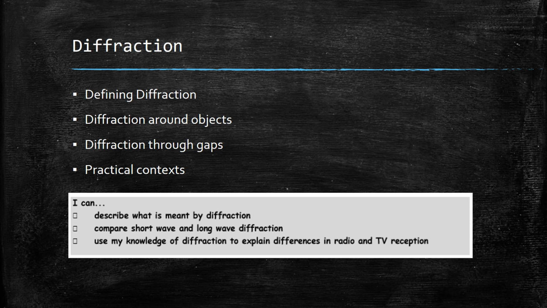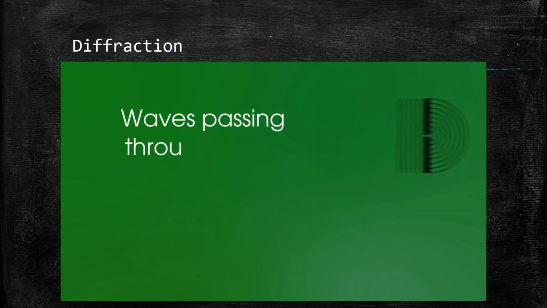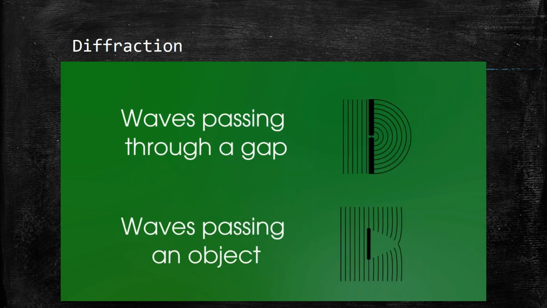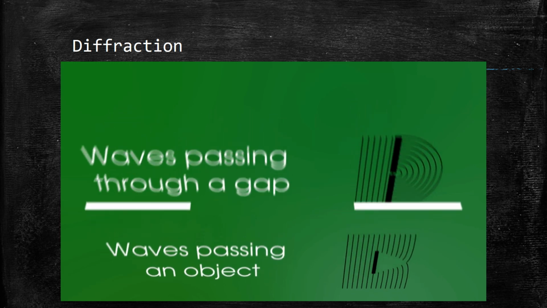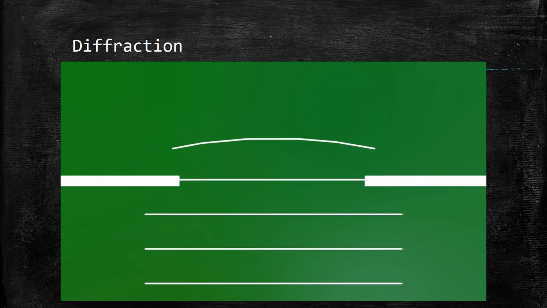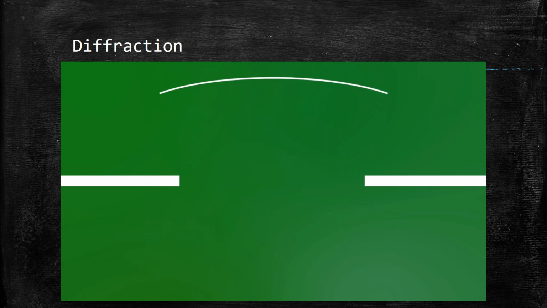On the next slide, there's a short introduction to diffraction. Diffraction. One property of all waves is diffraction. This is where waves spread out at the edges, or diffract, when they pass through a gap or go past an object. Let's look at some water waves from above. We can see the diffraction happening here.